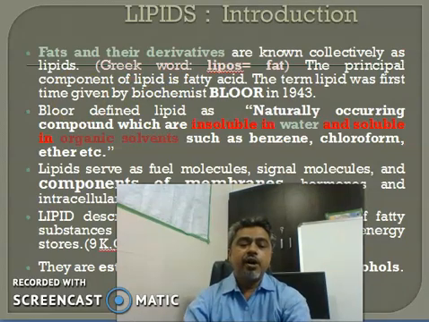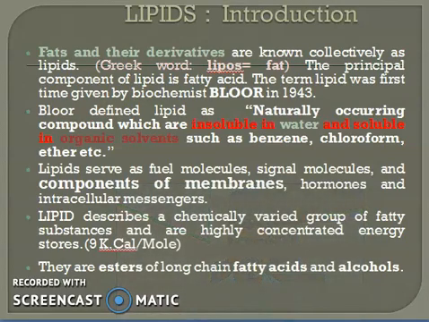Now I am giving you certain introductory parts. Lipos means fat, a Greek word. So you have to remember in biochemistry every Greek word has a meaning and the terms are made up of those. Okay, so fat and their derivatives are collectively known as lipids. Lipos means fat. The principal component of lipid is fatty acids. Fatty acids: CH3, CH2, CH2, CH2, and a number of CH2, then COOH, meaning a carboxyl group is attached.